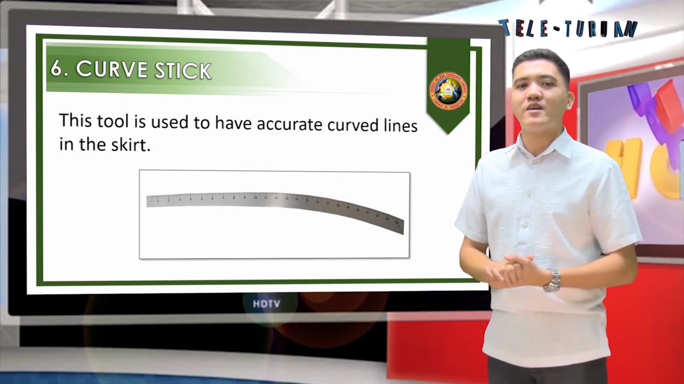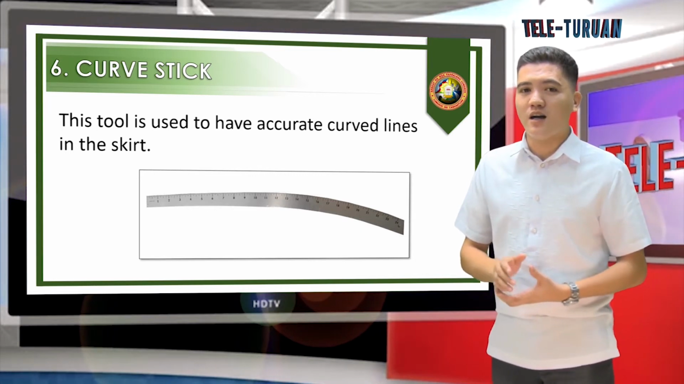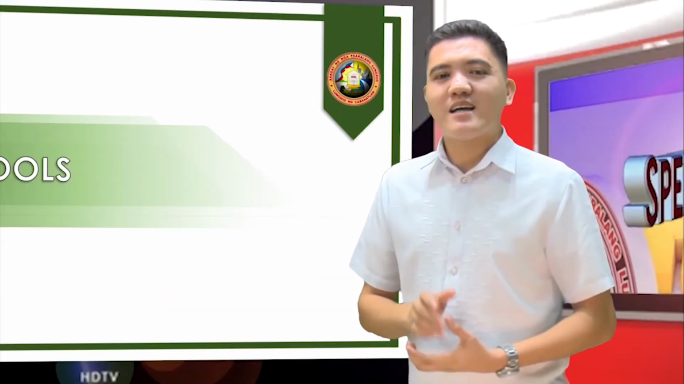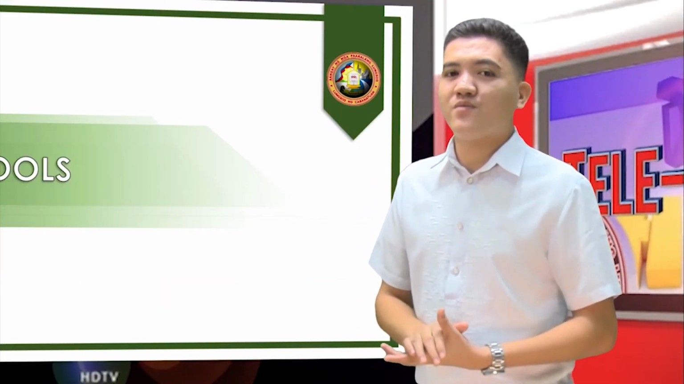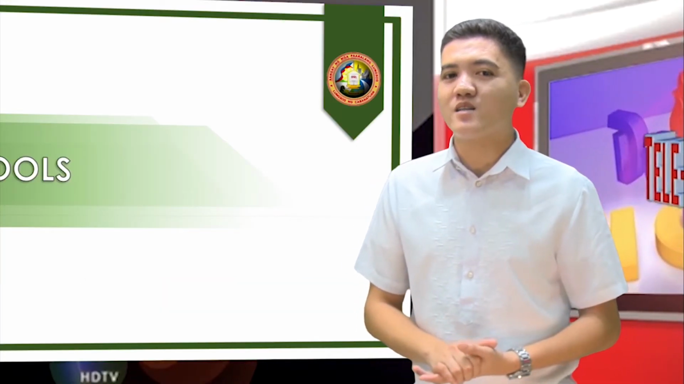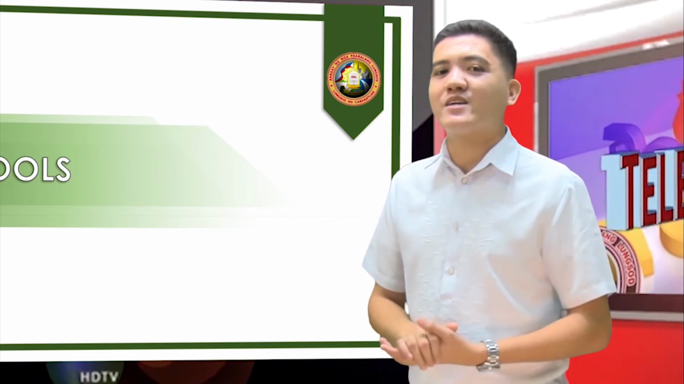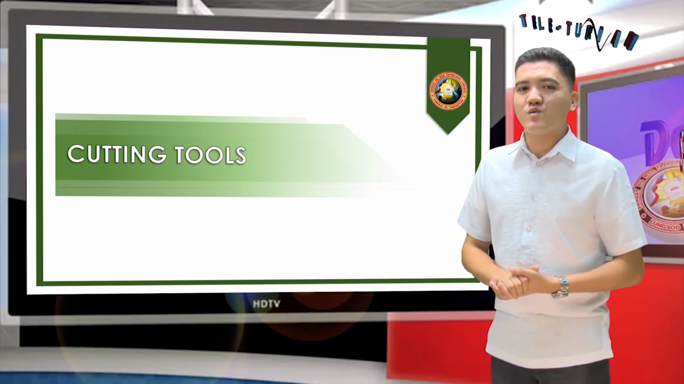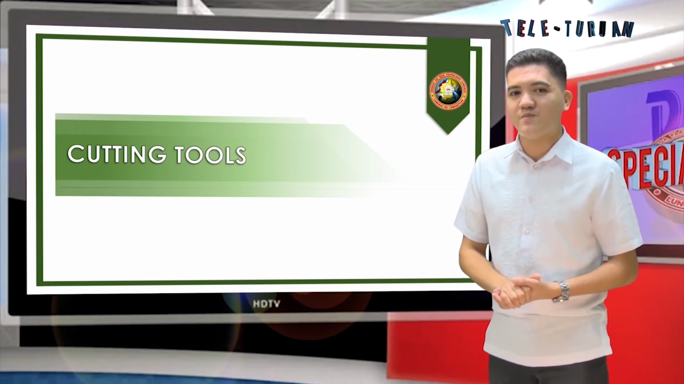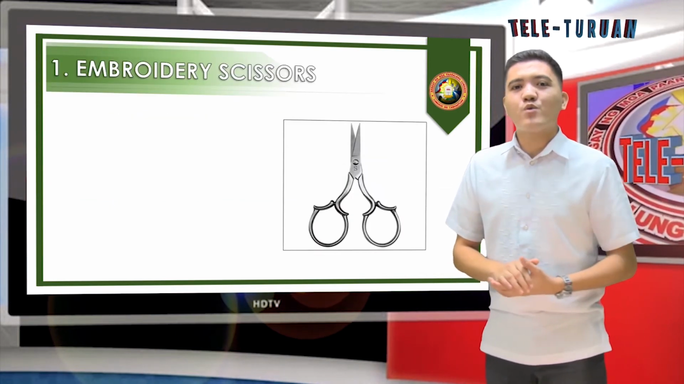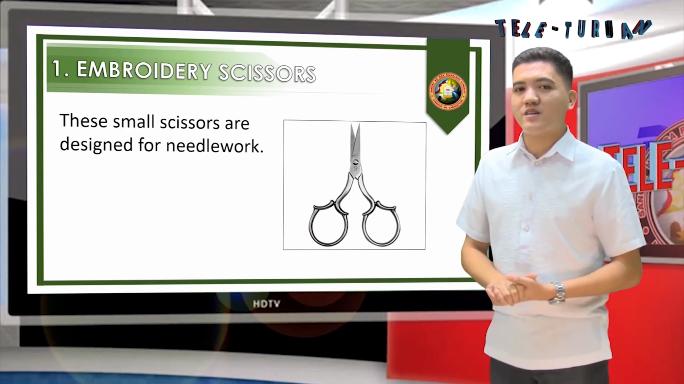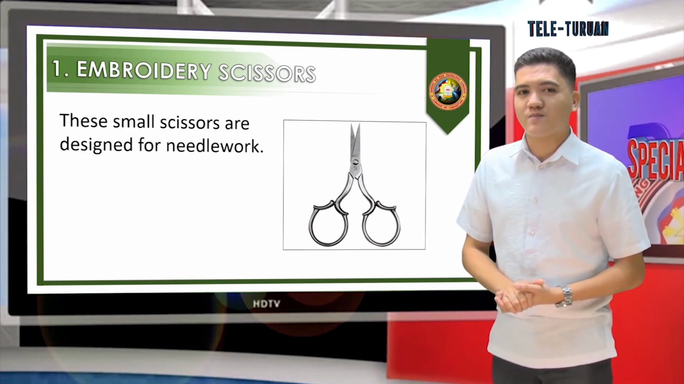Now that you know what the different measuring tools are, let us proceed to cutting tools. Cutting tools are used to cut fabric, and the best quality cutting tools are made of high-grade stainless steel. These are the common cutting tools in household linens. First, we have embroidery scissors. These small scissors are designed for needlework.